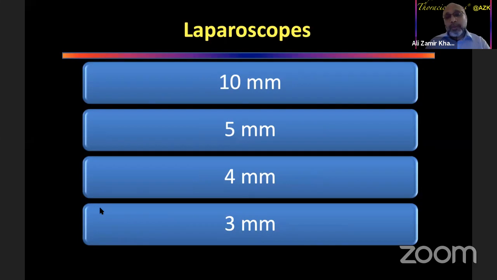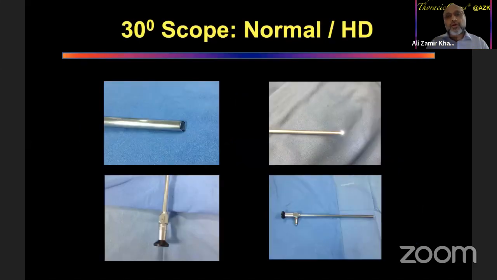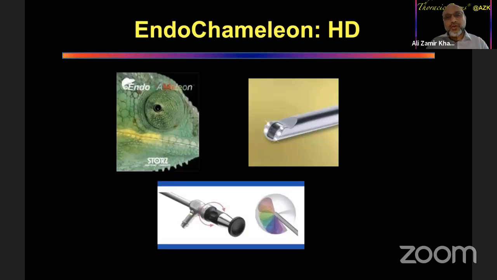But the important thing to remember is the lesser the diameter, the more likely you are to damage it, because abdomen is different. Abdomen is soft, but the chest has got two ribs, one above, one below. And the moment you manipulate your instrument, you will bend it on the rib. So you got to be very, very careful when you're using these complex instruments. So that's a normal, this is a 30 degrees, that's an endochameleon.